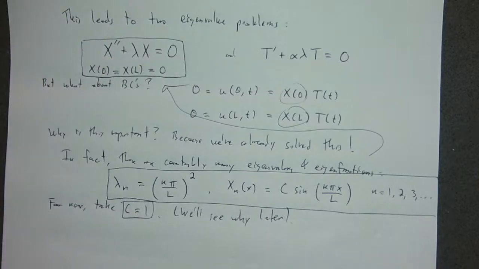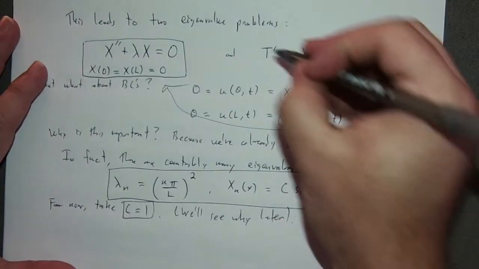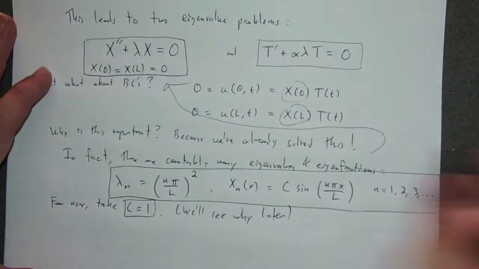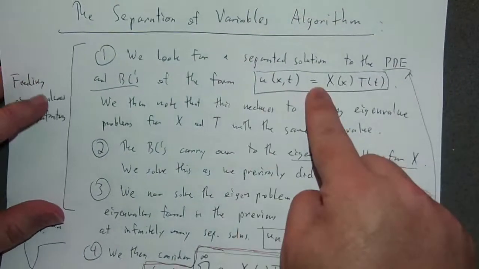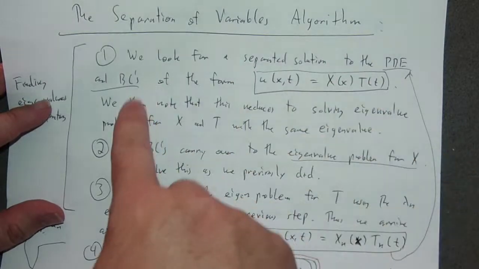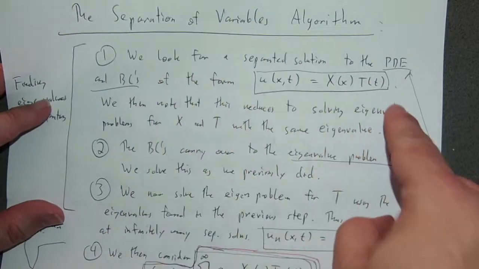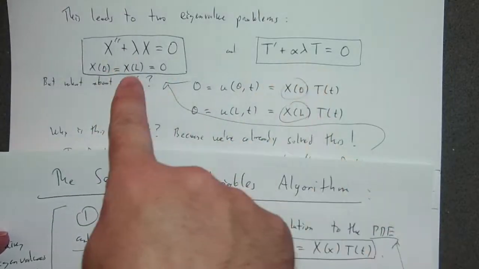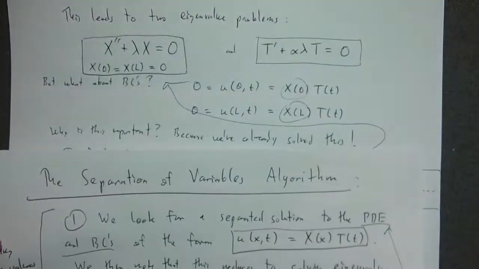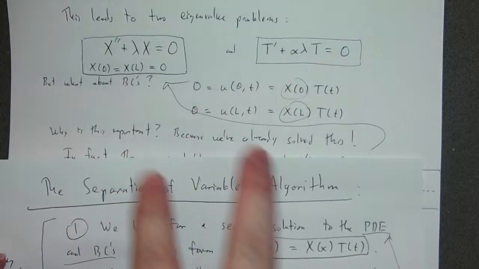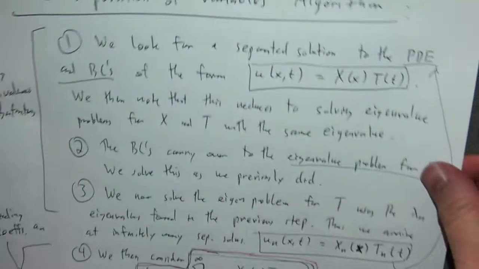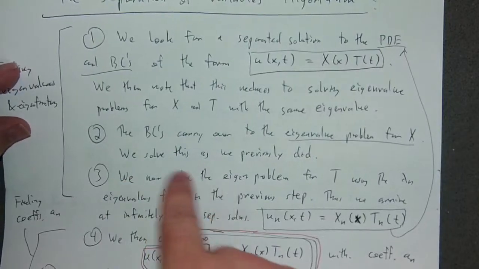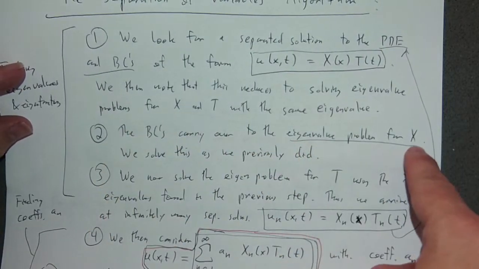Now, what about this one? So now, onward to this one. So let's go back to my algorithm. So I look for separated solution. That allows me to write eigenvalue problems for x and t. There they are, right? These are ODE problems that hopefully I either know how to solve or I've solved already in this case. Okay, so I've gotten to where I solved the eigenvalue problem for x.